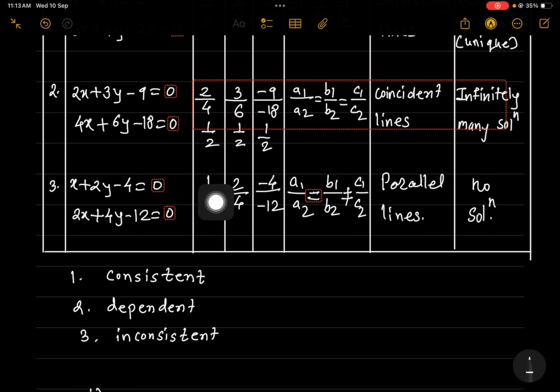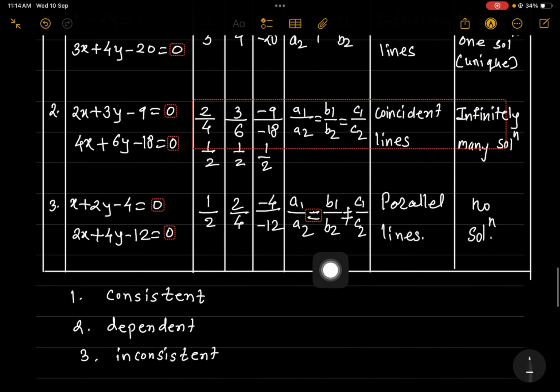Here now see, 1 upon 2, and here 2 upon 4, which means this is 1 upon 2, so a1 upon a2 equal to b1 upon b2. But 4 ones are 4 and 4 threes are 12, which means 1 upon 3. This c1 upon c2 is not equal to this. So 4 upon 12 means 1 upon 3, which means this is the parallel line. If parallel lines are there, there is no solution, which means it is inconsistent here.